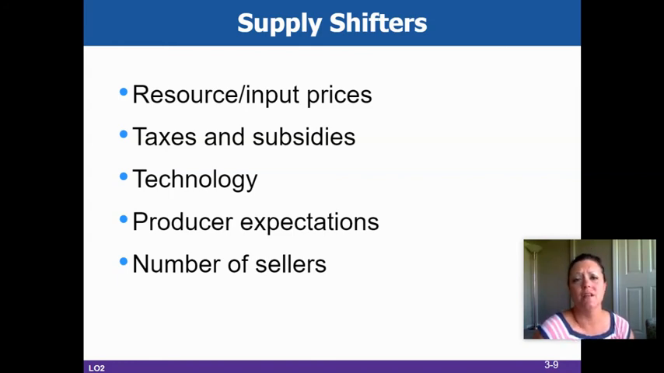The last one is the number of sellers. So how many people are able to sell that item? If it's increasing, if more businesses are opening that sell that item, you'll see an increase in supply. And the opposite is also true. When Blockbuster started closing down all its stores, we saw a decrease in supply for DVDs and VHS tapes because there were fewer people selling them.